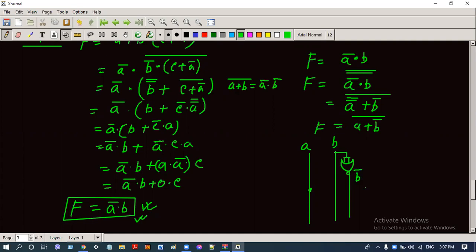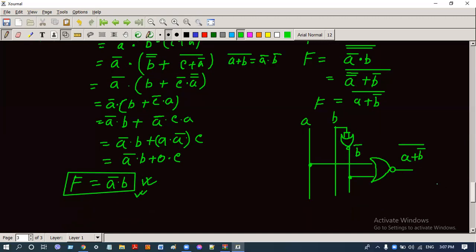Now A and B complement will be added through the NOR circuit, and this NOR gate will add the two inputs A plus B complement whole complement. Okay. So this is our final required logic gate, which is used to implement these logic functions f is equals to (a plus b complement) whole complement.